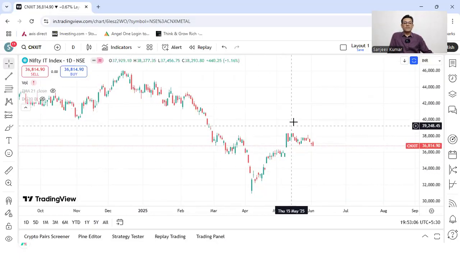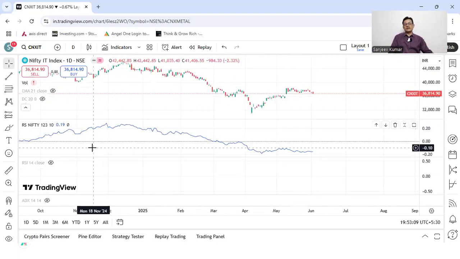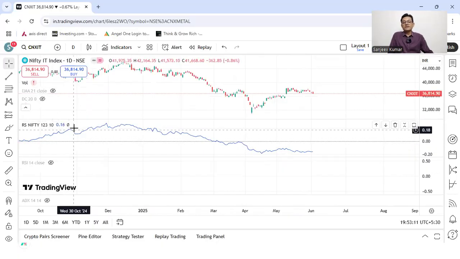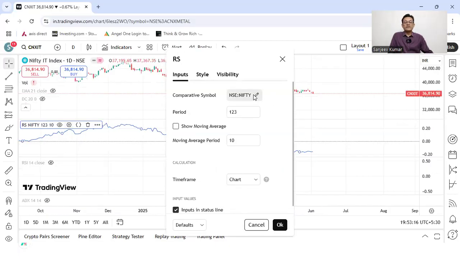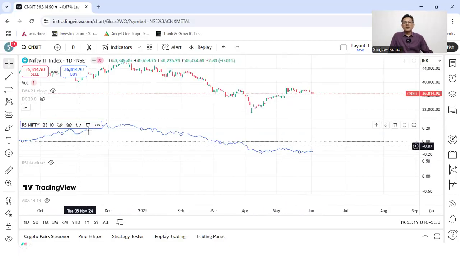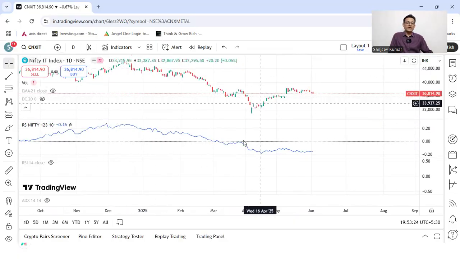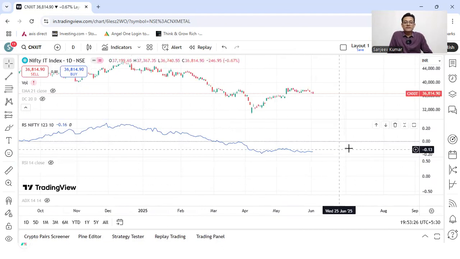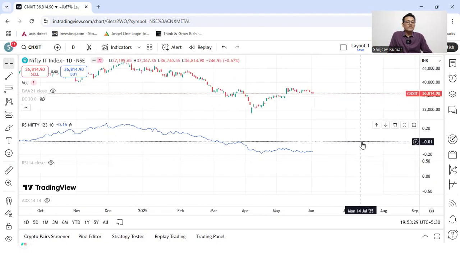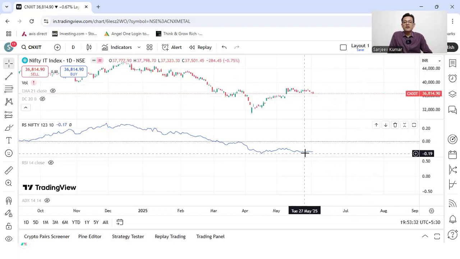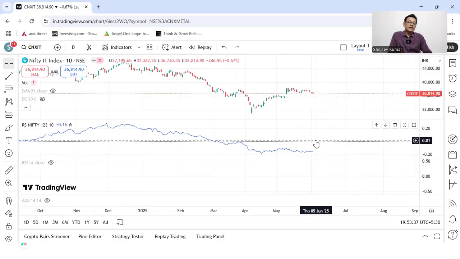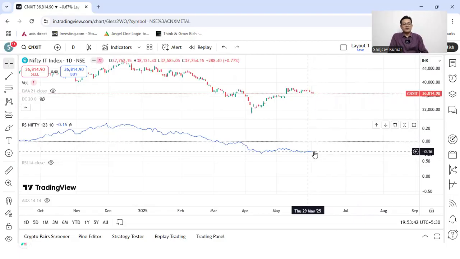And one more way, from relative strength you can compare. Just open relative strength and from settings, select Nifty 50 here. And now, at present Nifty IT is already opened here. So here you can see this zero line is for Nifty 50 and this blue line is for Nifty IT, and if the blue line is below the zero line, it means Nifty IT is underperforming.